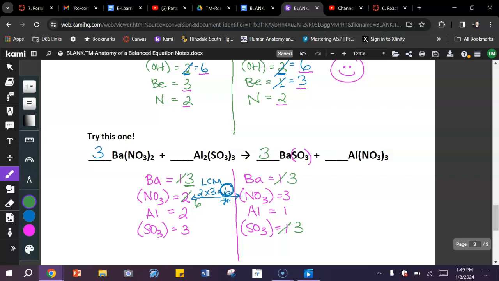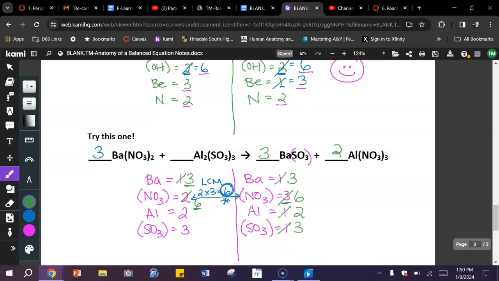Okay, so bariums are good, and my nitrates aren't quite right yet. Aluminums are not right, but my sulfites are. So let's see what I need to do to change my nitrates, my NO3s. Well, I have 6 NO3s on my reactant side. How do I get 6 NO3s on my product side? Well, what number times 3 will give me 6? That number is 2. So 2 times 3 is going to give me 6 NO3s, and 2 times 1 is going to give me 2 aluminums. Sorry, I accidentally erased my 1 there.